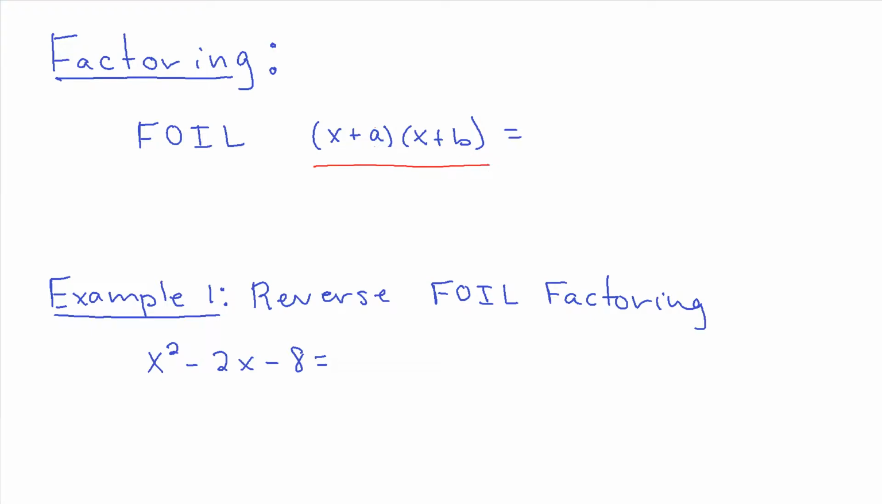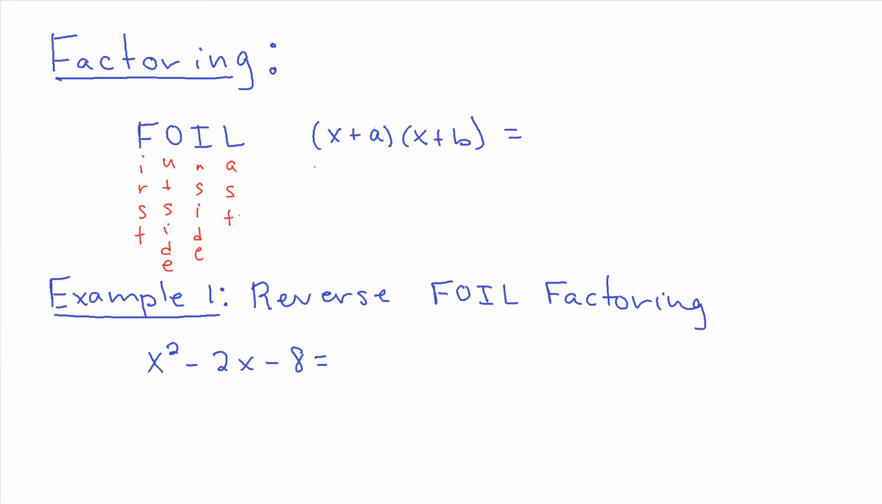And by binomial, I just mean that each expression has two terms. So that's what a binomial expression is. That's what I mean by multiplying two binomial expressions together. And FOIL stands for first, outside, inside, and last.